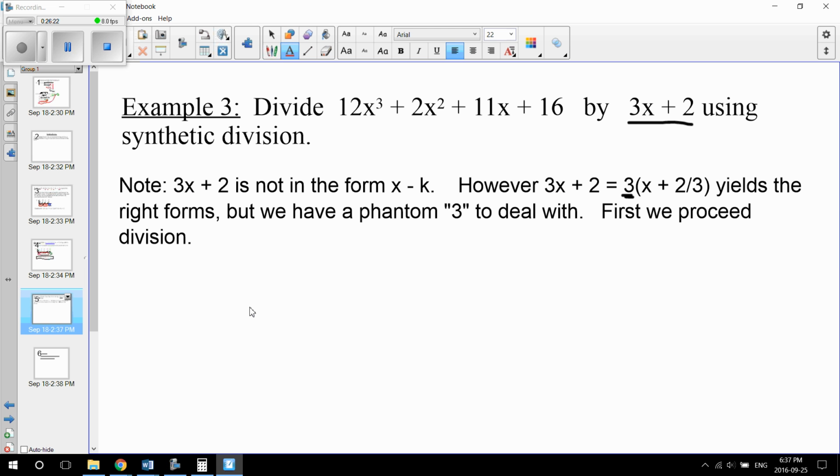So again, with synthetic division, we always pull out our k value. It goes out front. So in this case, we're looking at the factored form here that we did. So our k value is this 2 over 3. Because it's a plus inside those brackets, it has to be a negative 2 over 3 when we pull it out of the brackets. We can draw our little division box.